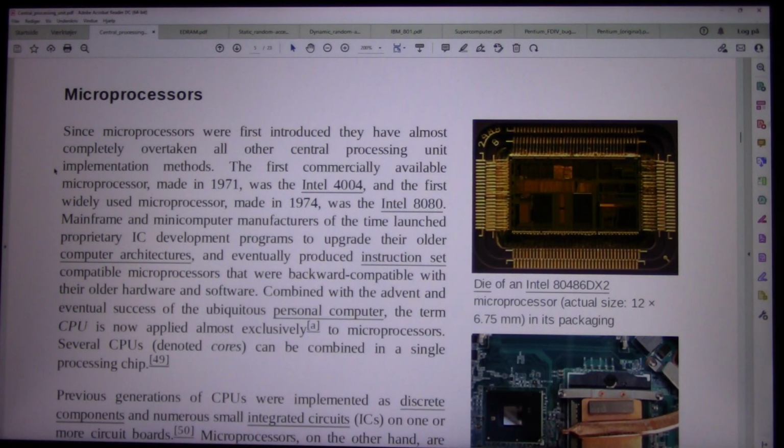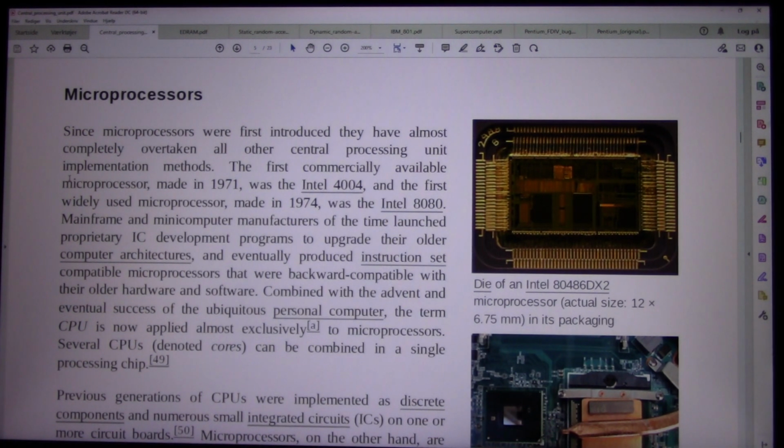The first commercially available microprocessor, made in 1971, was the Intel 4004, and the first widely used microprocessor, made in 1974, was the Intel 8080. Mainframe and minicomputer manufacturers of the time launched proprietary IC development programs to upgrade their older computer architectures, and eventually produced instruction set compatible microprocessors that were backward compatible with the older hardware and software.